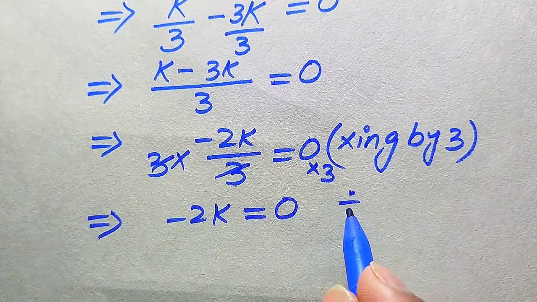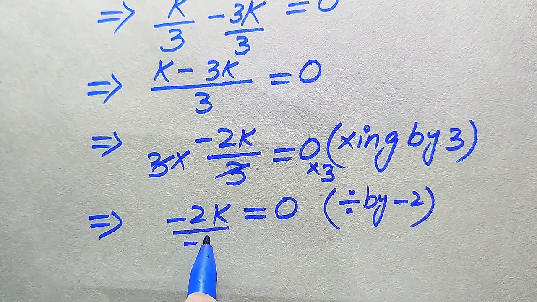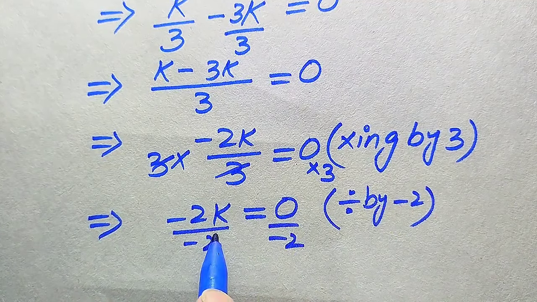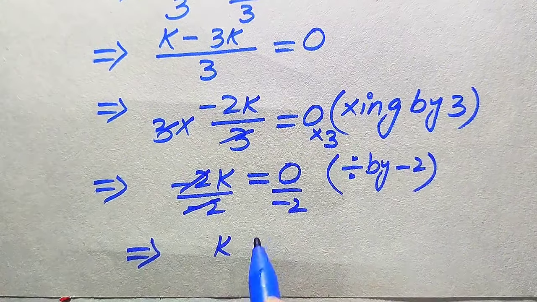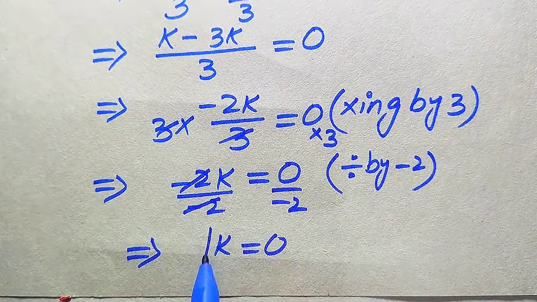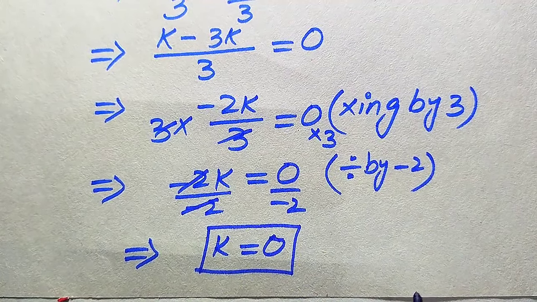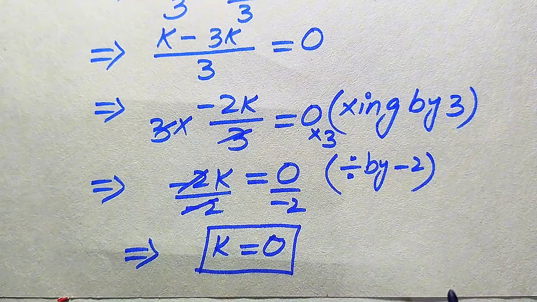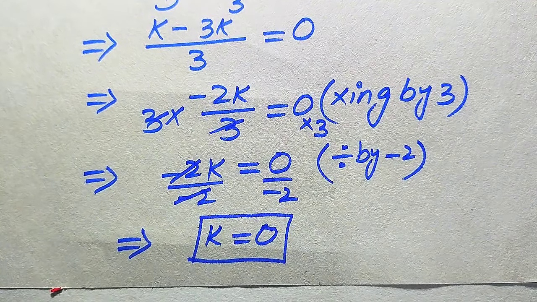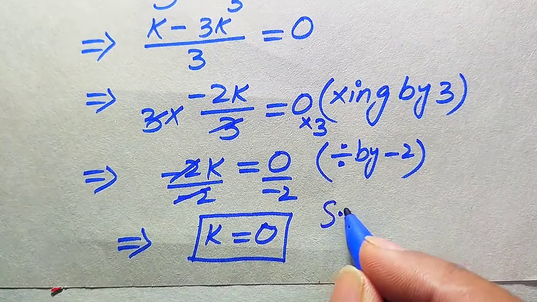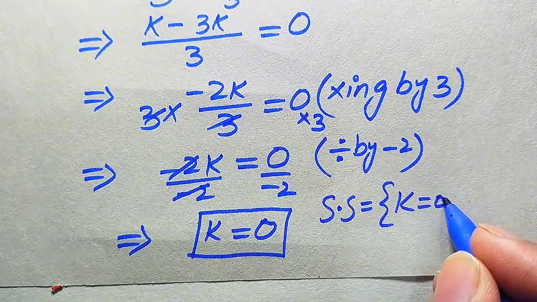And now for the value of k, we need to divide both sides by minus 2. When we divide by minus 2, this minus 2 and this minus 2 cancel out each other, and we easily get the value k equals 0, because 0 divided by minus 2 becomes 0. So in the second method we again get k equals 0, and in the first method we already verified that this value of k satisfies our given question statement. So finally the solution set of this problem is k equals 0.